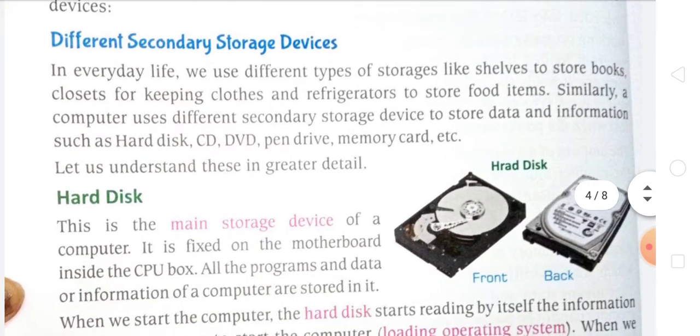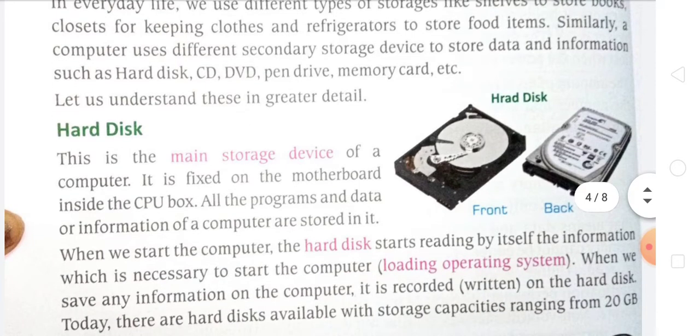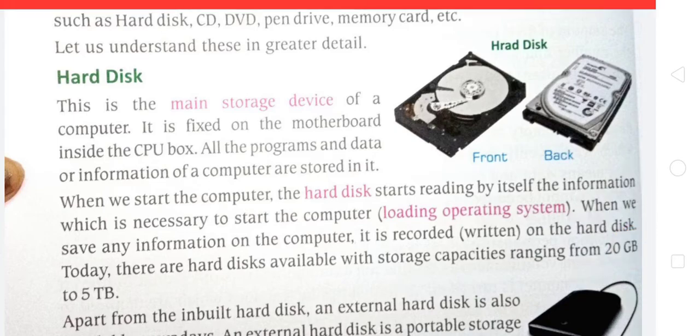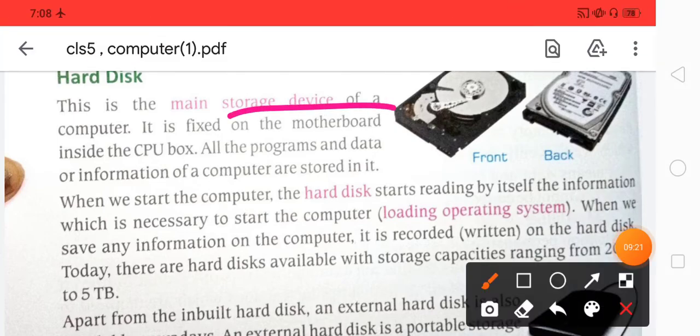Let us explore the most popularly used secondary memory storage devices. So we have to know the different secondary storage devices. The first one is the hard disk. The hard disk is the main storage device of the computer. It's fixed with the motherboard inside the CPU box. When we start the computer, the hard disk reads by itself the information which is necessary to start the computer, loading the operating system.